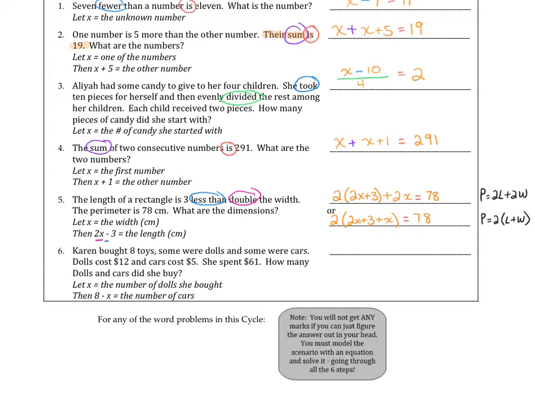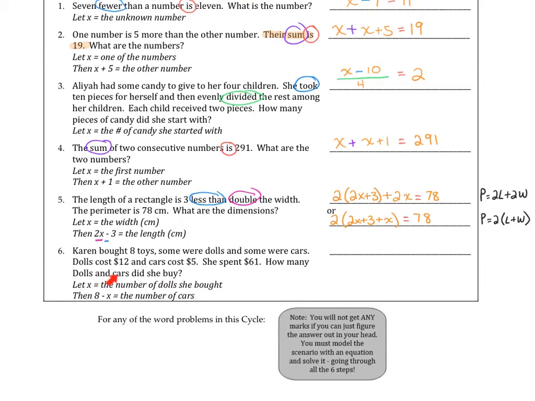The last equation says Karen bought 8 toys. Some were dolls and some were cars. Dolls cost $12 and cars cost $5. She spent $61. How many dolls and cars did she buy? So this is one of the trickiest ones that you'll get. What you want to know is that in total there are 8 toys. Some of them are dolls and some of them are cars. And it says, how many dolls and cars did she buy?